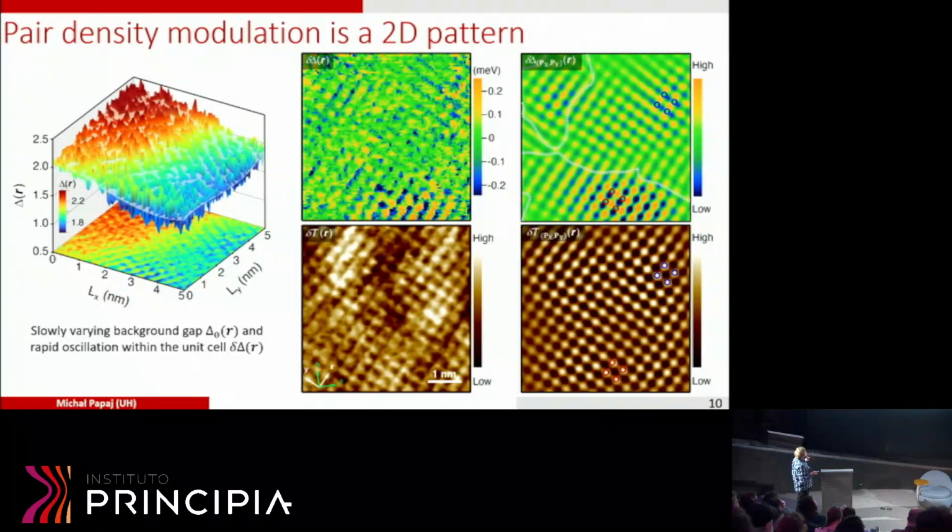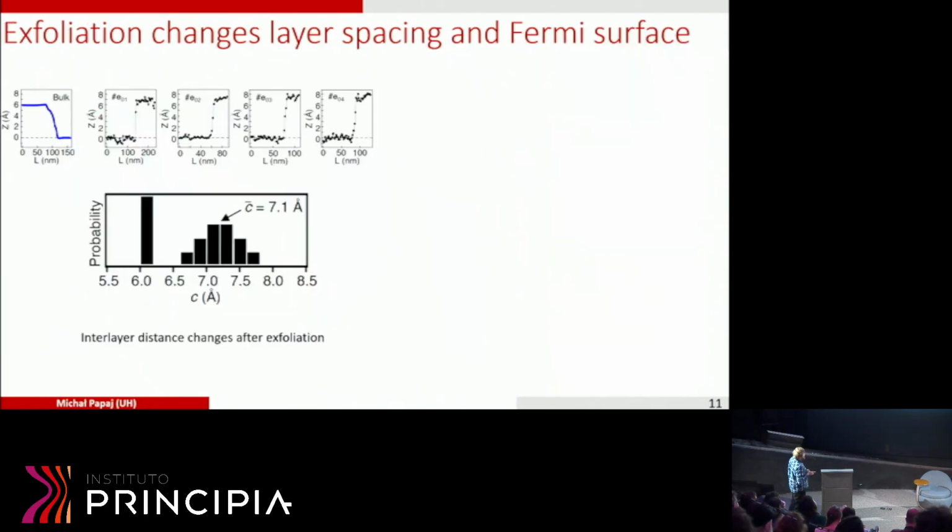OK, so now we would like to understand what is behind all of this. We need some additional input. First of all, what changes in the exfoliation process? One thing that can be noticed is when a measurement of the step heights is done. It seems that the step height in the exfoliated flakes becomes much larger than in the bulk. In the bulk, the c-axis in this material is around, let's say, 6 angstrom, but we have a distribution of step heights in the exfoliated flakes, and those are about 20% larger. So something is definitely happening after exfoliation.